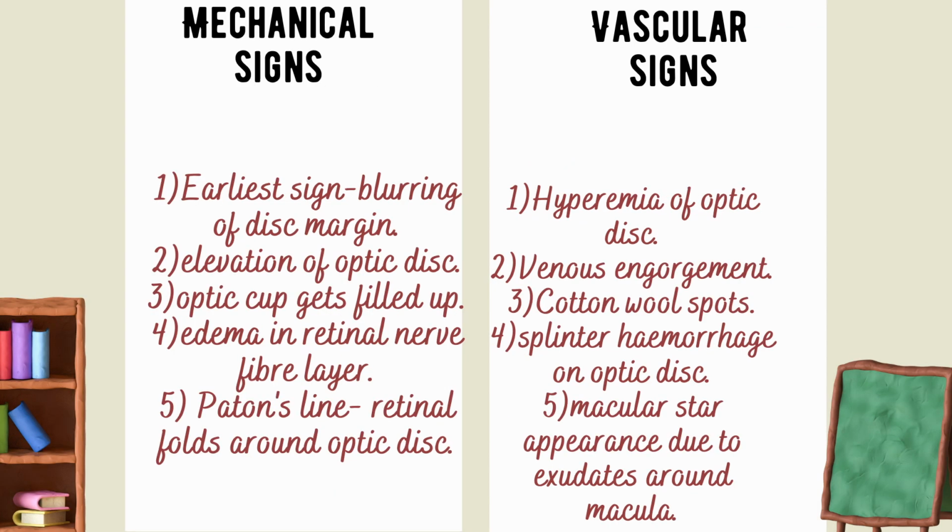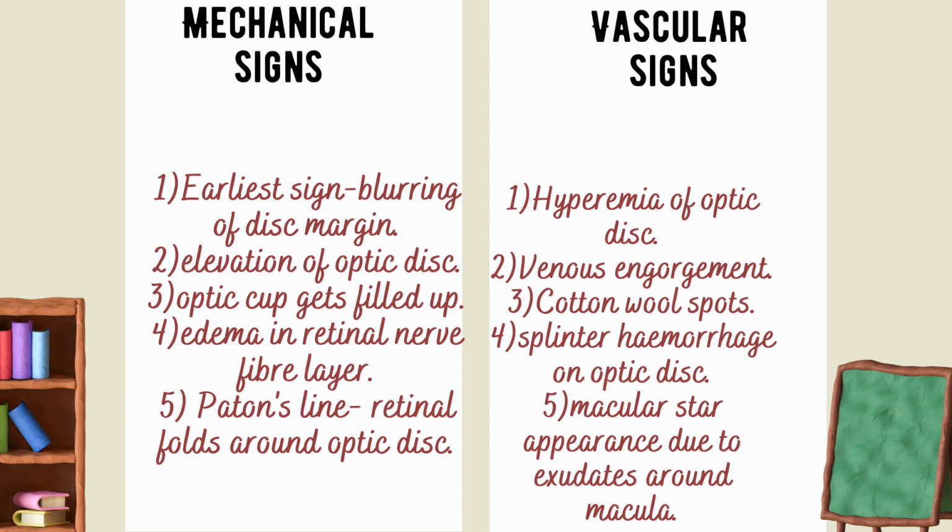Okay. So first are the mechanical signs. Earliest, because of the swelling in the optic disc, the optic disc margin will get blurred, the optic disc will get elevated, and the optic cup will get filled up. Then there will be edema in the retinal nerve fiber layer, and then we will observe Patton's lines. What are Patton's lines? They are retinal folds which you will observe around the optic disc. Those are Patton's lines. So these are the mechanical signs of papilledema.